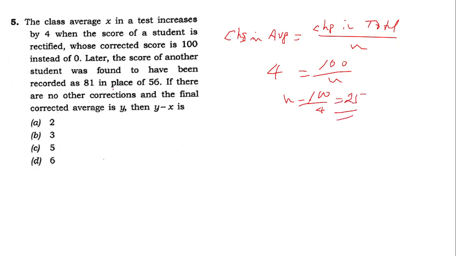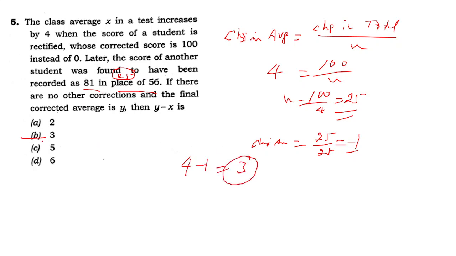n is 25. Now the next change, 81 in place of 56. What is the change here? 25 is the change. Next. So change in average is nothing but 25 divided by 25, which is 1. This has reduced. So here it increased and here it decreased. Finally, what is the answer? 3. So we'll go with option B. 3 is the correct answer.